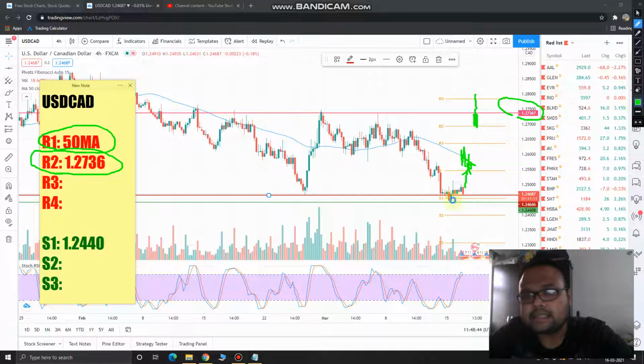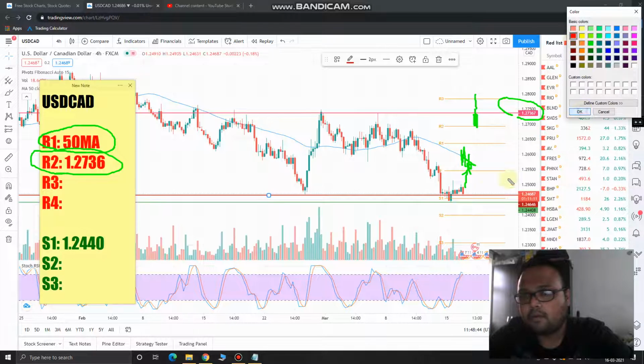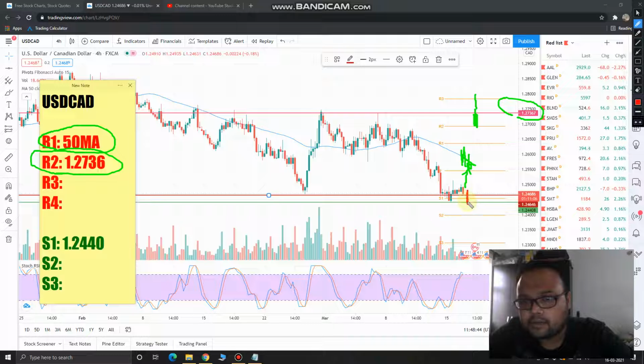On the other hand, in case market slips or breaks this particular support, then just wait for 2 to 3 hours and see how the price is doing. If you see that selling pressure is still present in the market, the sellers are still dominating the market, then you can short the market below the support level 1.2440. So in case market breaks this support level, then this support will become the resistance, and then you can go for selling. You can short the market here if market breaks this level.